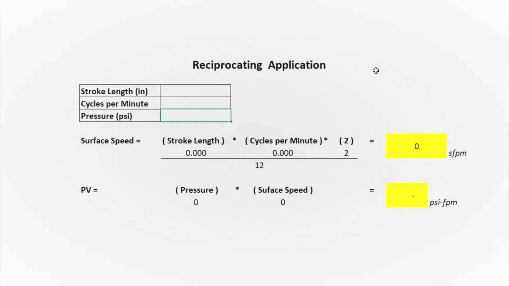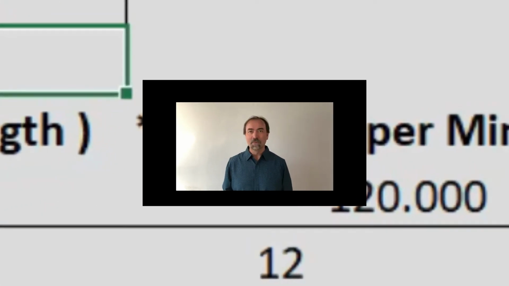For a reciprocating application, take the stroke length multiplied by the cycles per minute and then by 2 to get the total travel length. Divide that value by 12 to get our velocity in surface feet per minute. Again, we multiply that number by the pressure to get the PV. For an example, let's use a stroke length of 3 inches, 120 cycles per minute, and a pressure of 50 psi, for a PV of 3,000.